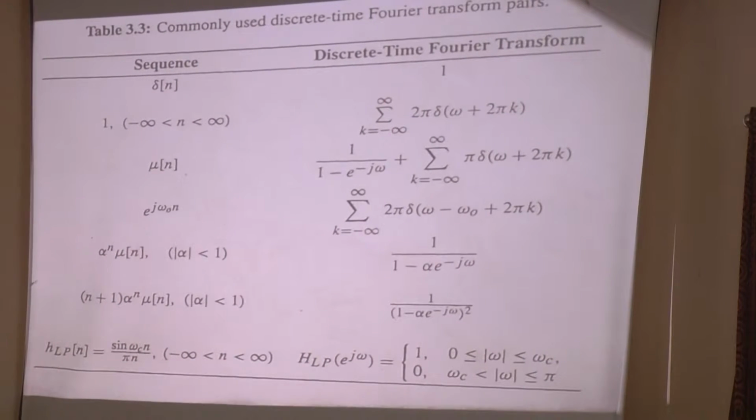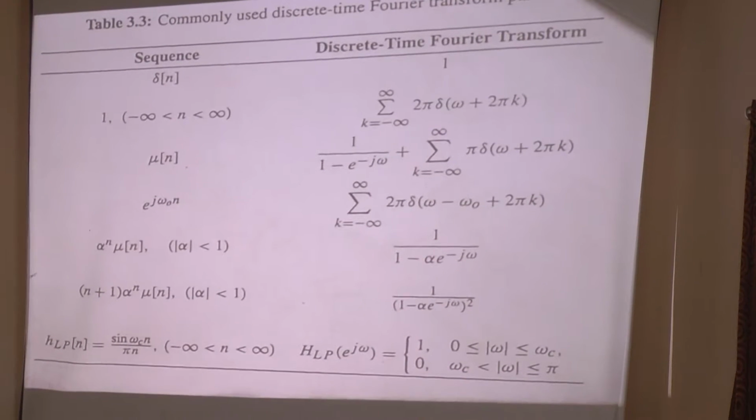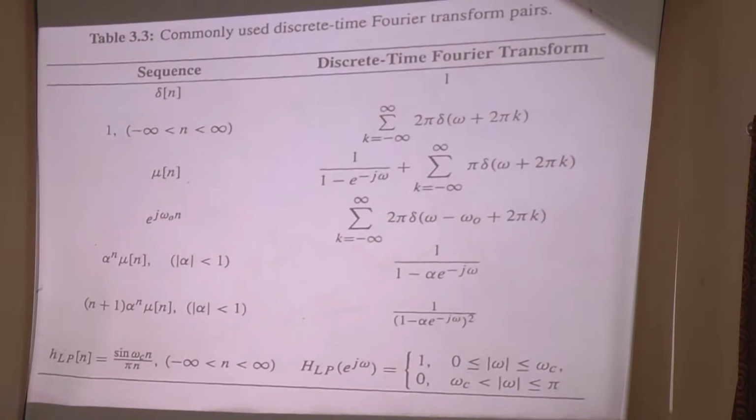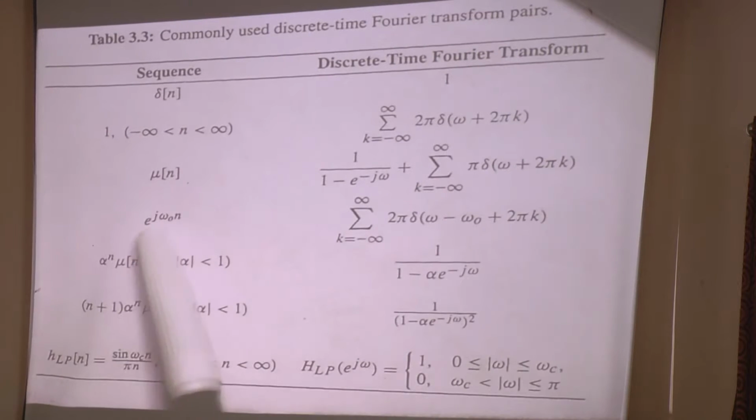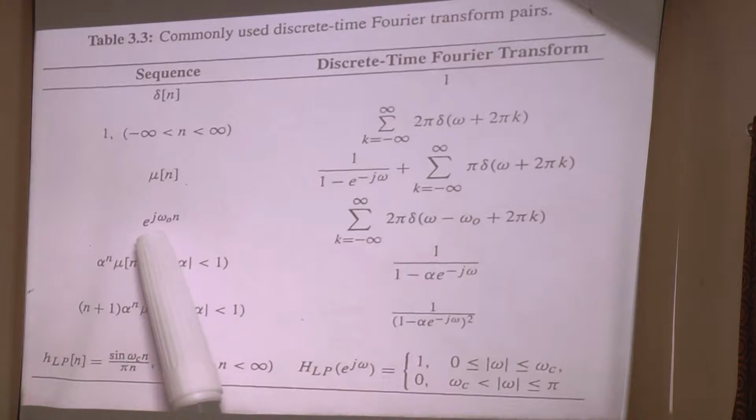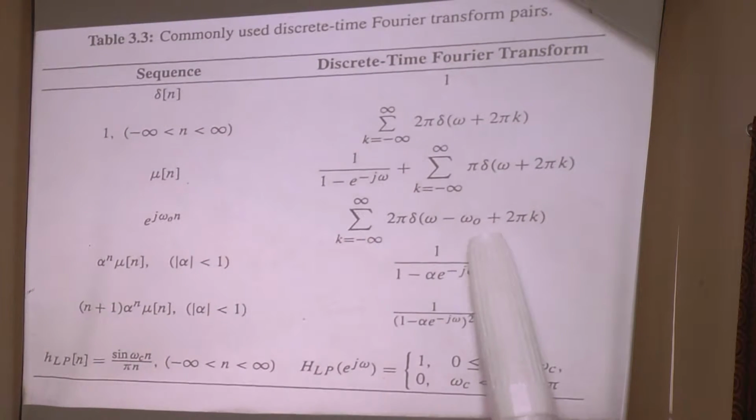e to the power j omega 0 n. The Fourier transform of this can be found out from the Fourier transform of 1. So take the Fourier transform of 1 and then apply your modulation property to find out that it is 2 pi delta omega minus omega 0 plus 2 pi k.